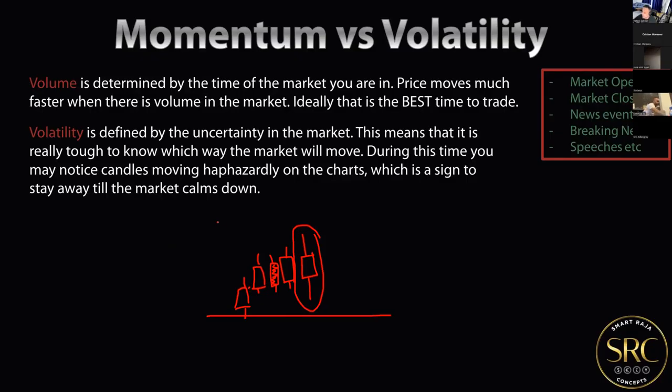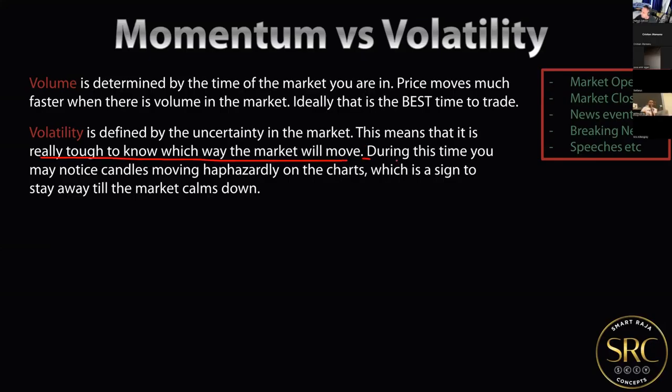So a volatile candle is a candle that breaks the highs and lows of the previous candle. This means that it is really tough to know which way the market will move. During volatile times, you may notice candles move haphazardly on a chart, which is a sign to stay away till the market calms down. So whenever you have a lot of volatility with news, with flash crashes, candles moving up and down, just wait. You just gotta wait.